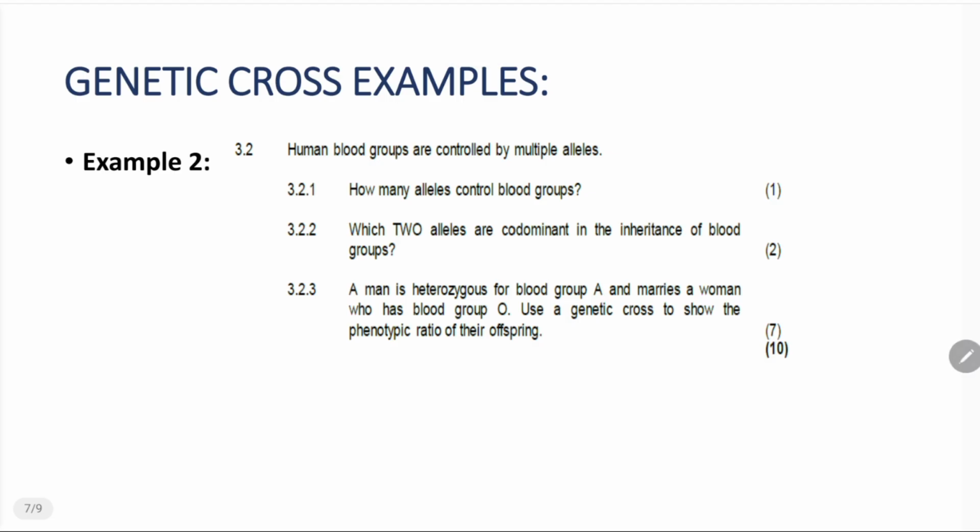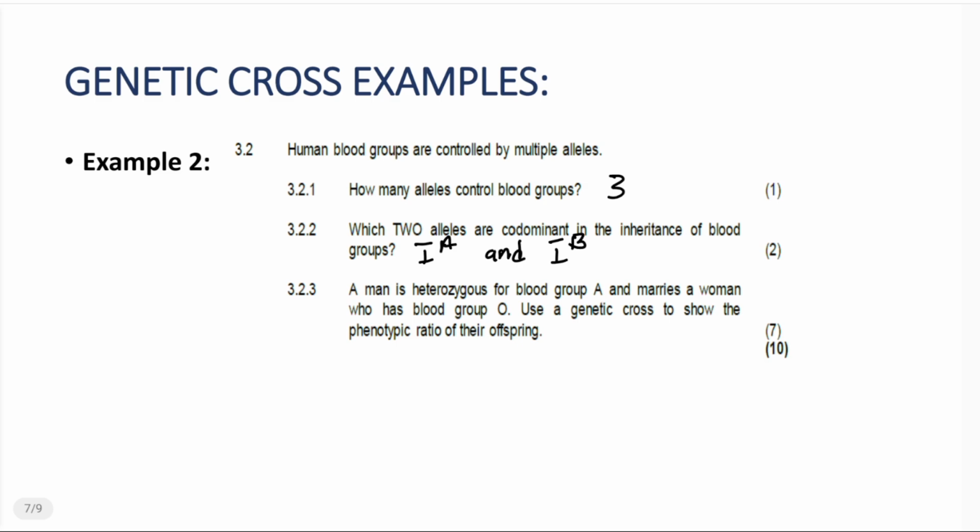Example 2 here says that human blood groups are controlled by multiple alleles. Yes, we know it is multiple alleles. It is 3 of them, right? 3.2.1, how many alleles control blood groups? We know the answer, it is 3. 3.2.2, which two alleles are codominant in the inheritance of blood groups? We know the alleles that are codominant. It is the allele for blood group A and the allele for blood group B. These are the alleles that are codominant, right?